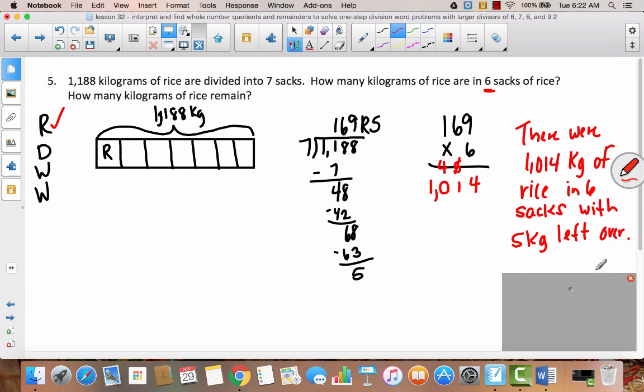So in all of these problems today, we had to figure out if we were talking about the number of groups or if we were trying to figure out how much was in each group. And then we had to really think about what the question was asking. That's why it's so important that whenever you are trying to solve an application problem that you use this RDWW process, because whether you realize it or not, if you use it correctly, it'll really help you to understand what the problem is saying and to help you interpret the question.